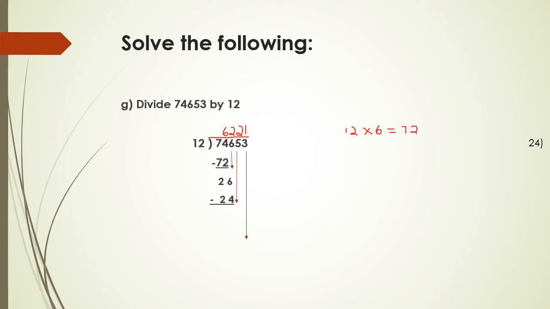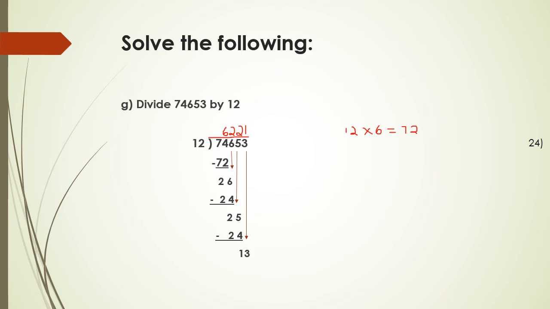So again 2 you can't divide, you have to bring down the next digit, that is 5. You will get the number as 25. Now you have to divide 25 by 12. Then multiply: 12 times 2 is 24. So now 25 minus 24, you will get 1. So 1 you can't divide, you have to bring down the next digit, that is 3, 13.